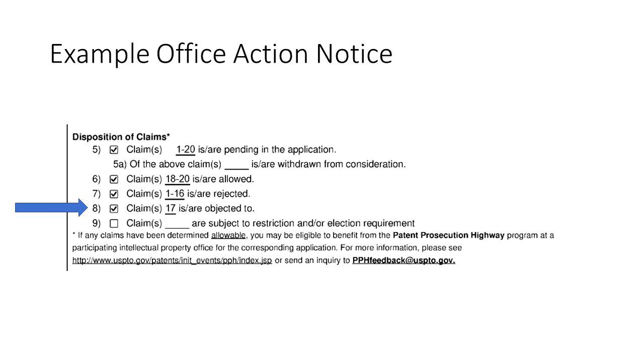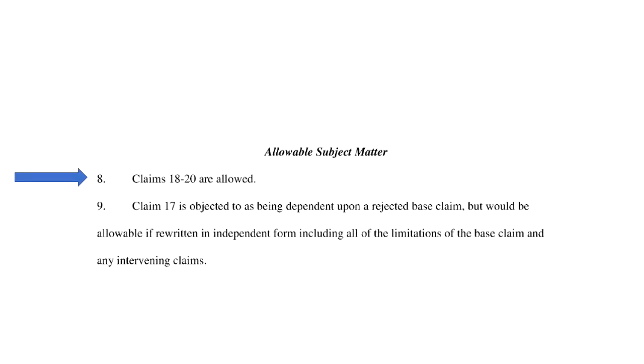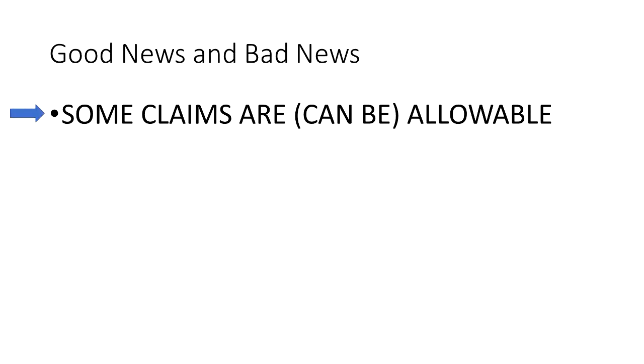with some edits. Typically, there is also a section at the end that summarizes what is allowable. Again, it shows claims 18 to 20 are allowable, and it indicates that claim 17 would be allowable if edited as instructed here. So let's summarize the good and bad news for this example.